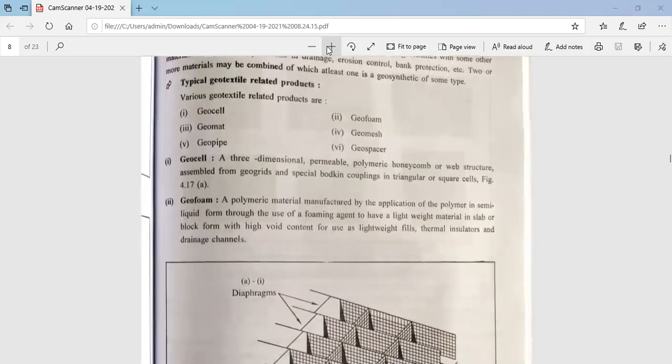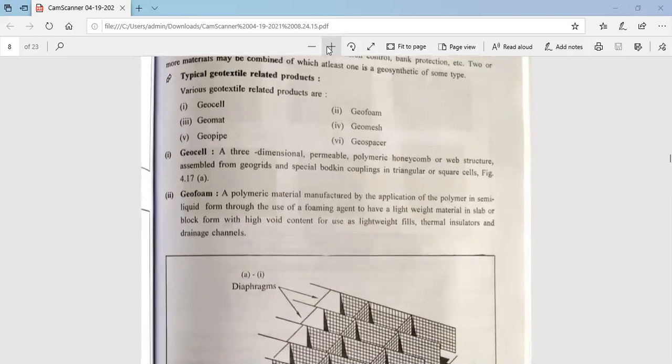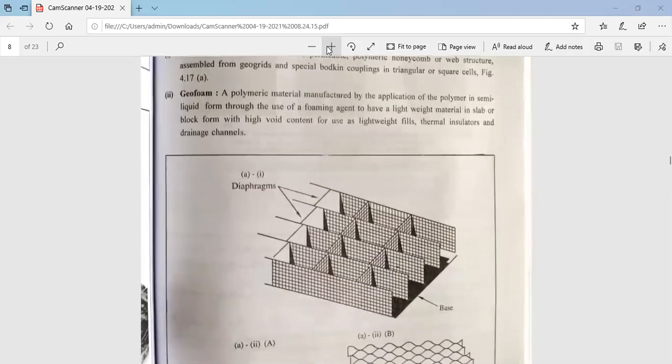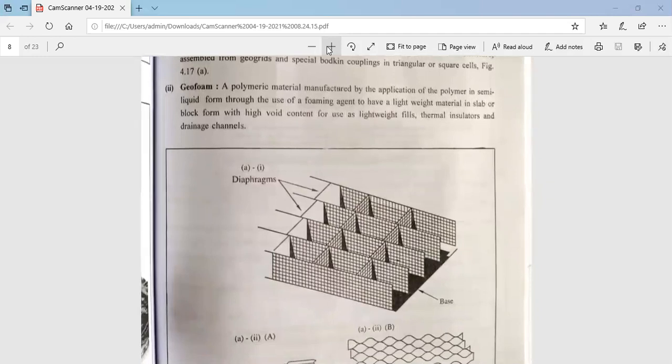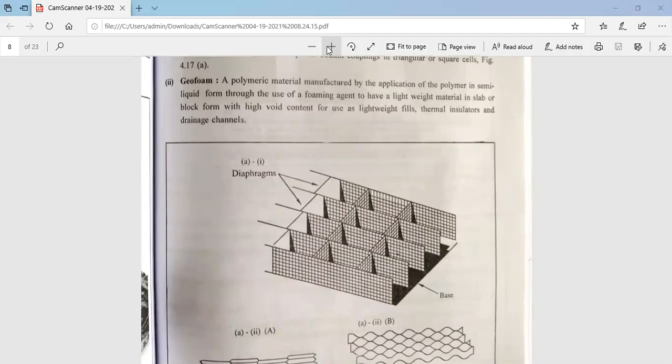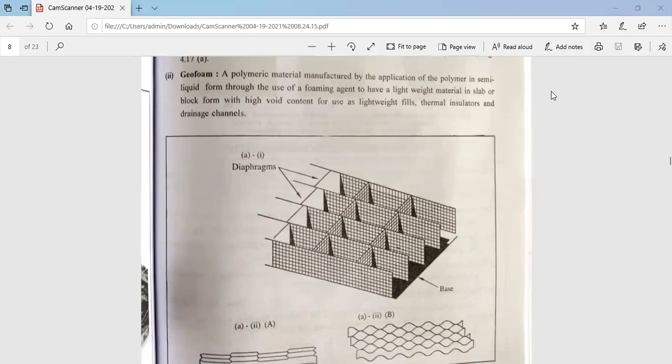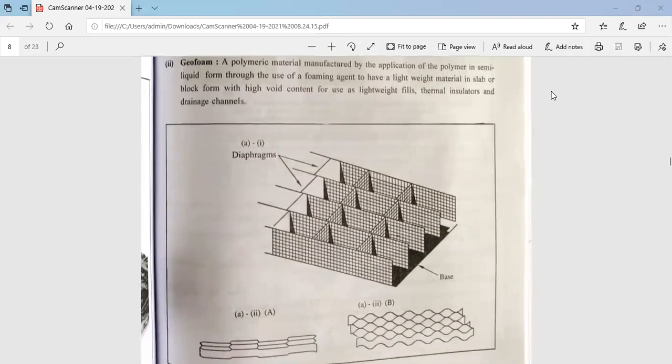Here, the first one is the geocell. It is a three-dimensional permeable polymeric honeycomb or web structure assembled from geogrids and special coupling in triangular and square sets, as you can see in this figure. The second is geoform, a polymeric material manufactured by applying the polymer in semi-liquid form through the use of a forming agent to make a lightweight material in slab or block form with a high void content, for use as lightweight fills, thermal insulators, and drainage channels.